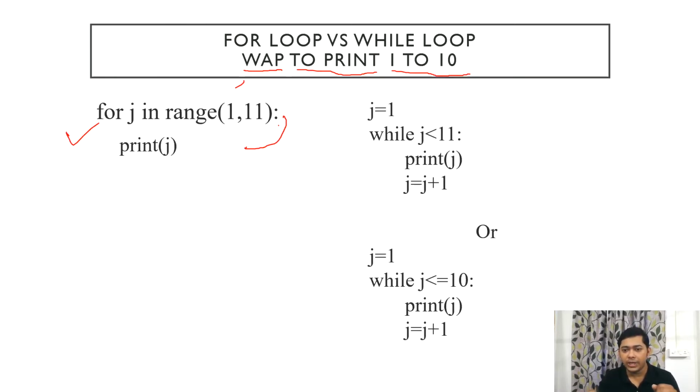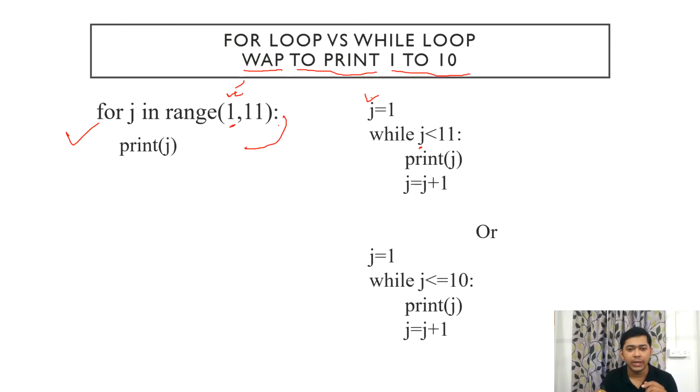In the while loop, what will be the starting value of that variable? Starting value is 1. That you have to write at the beginning, before the while loop. So I have written j equals to 1. Is that clear? First you have to initialize the variable. Whatever the starting value, you have to write it here. Now j less than 11. Here also 11 will not come in the output. So here I am writing j less than 11.